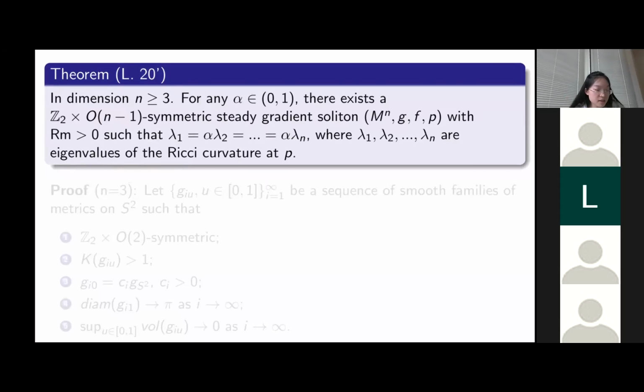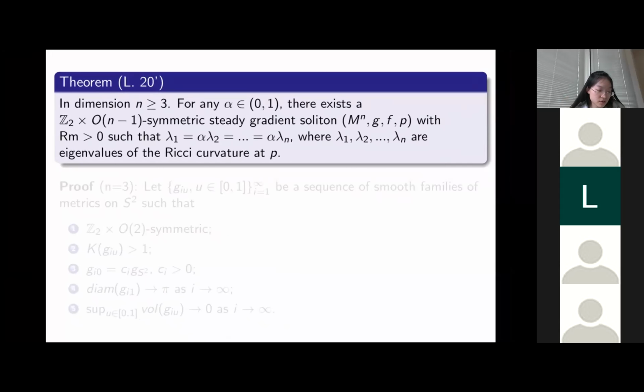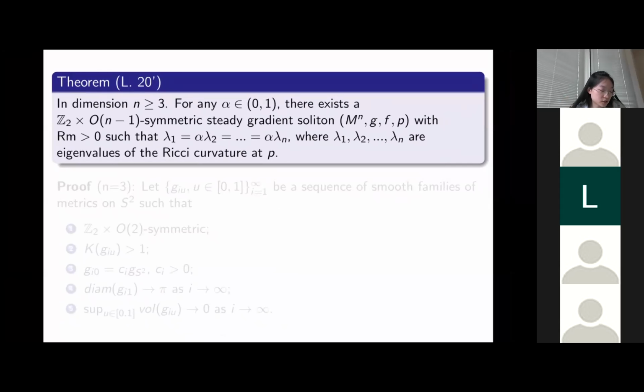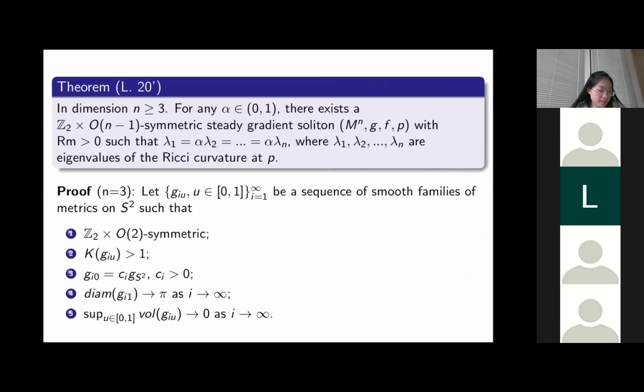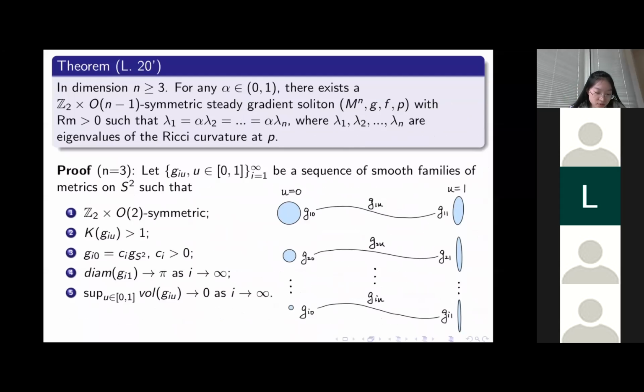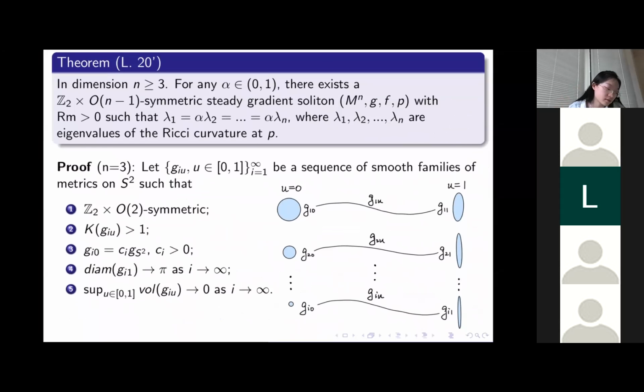For simplicity, we'll only focus on n equals 3, but for the higher dimensions, it basically follows the same line. So to start, we're going to find a sequence of smooth family of metrics on this S2, and they satisfy the following 5 conditions. To make this easier, I'm going to show you the right hand picture, so you can check with the left hand side.